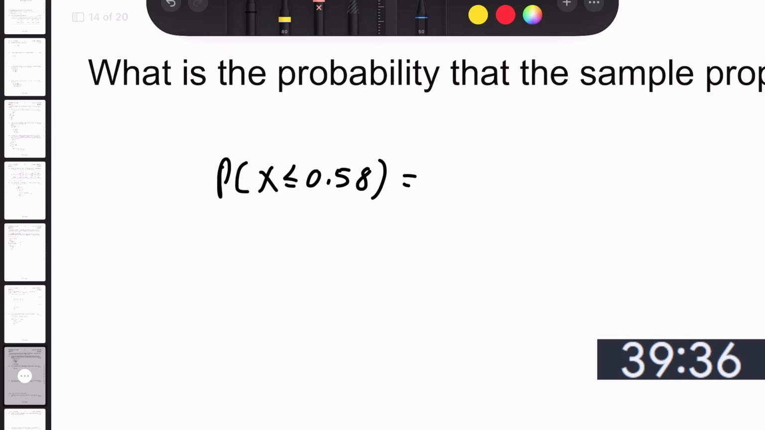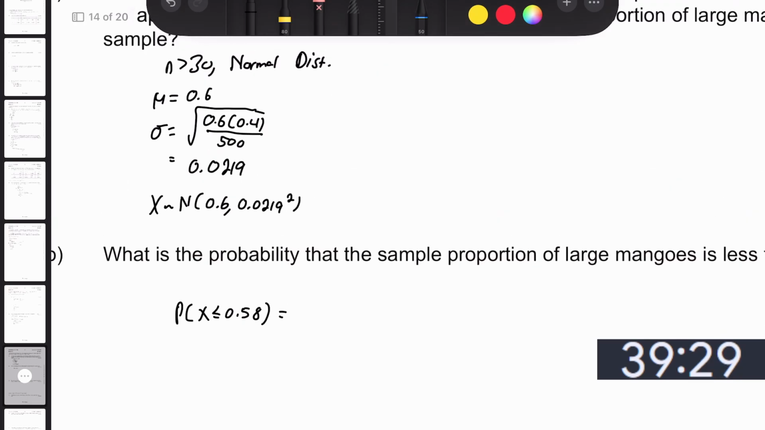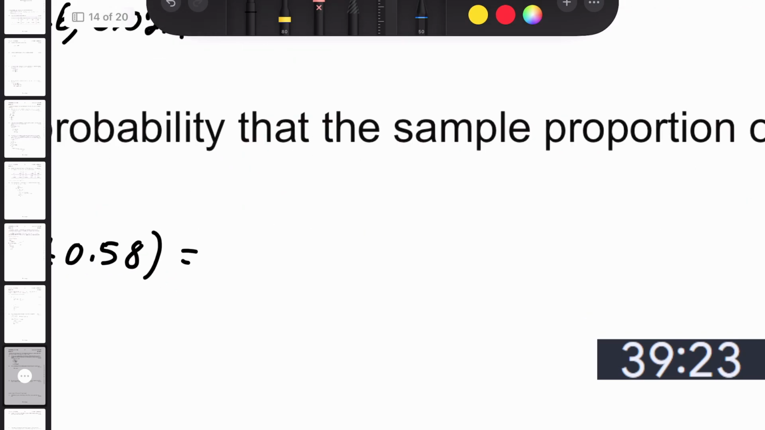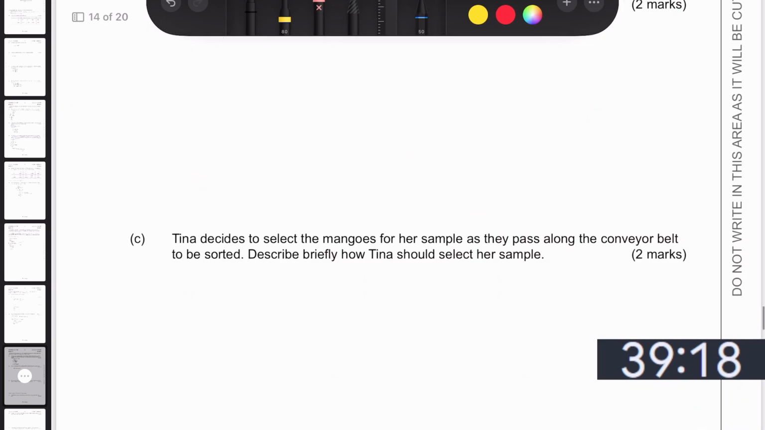Yeah. I won't write it out because I've already shown how I've done it, but normal CDF from negative infinity to 0.58, with standard deviation 0.0219 and mean 0.6, is 0.1806. Tina decides to select the mangoes for her sample as they pass on the conveyor belt to be sorted.